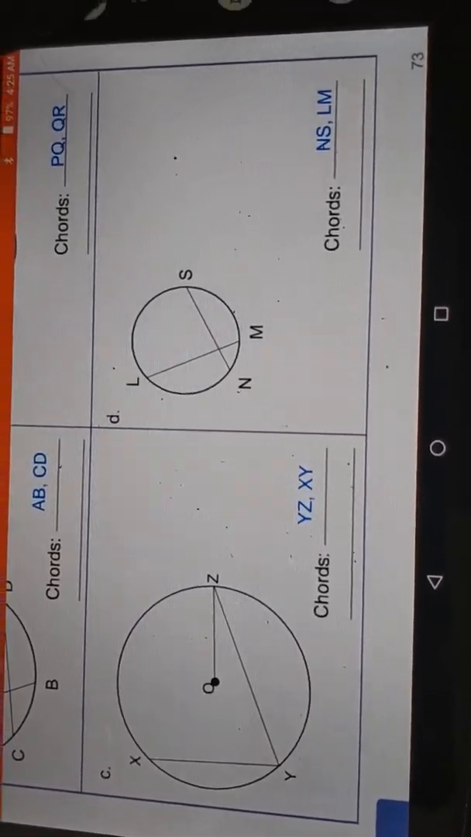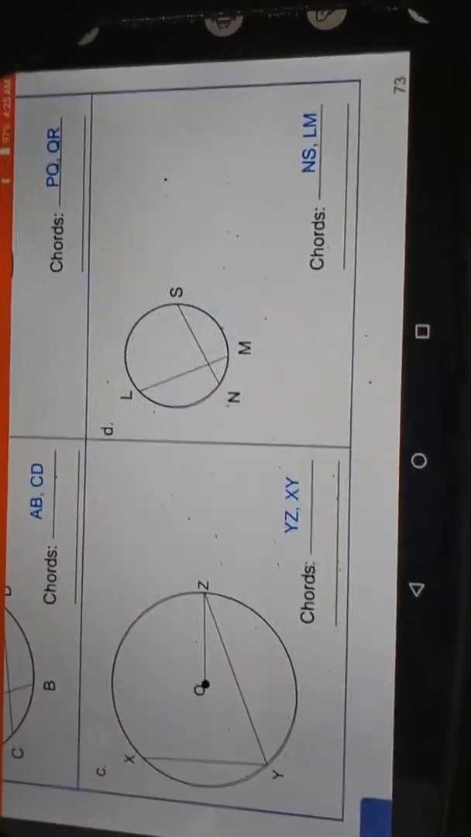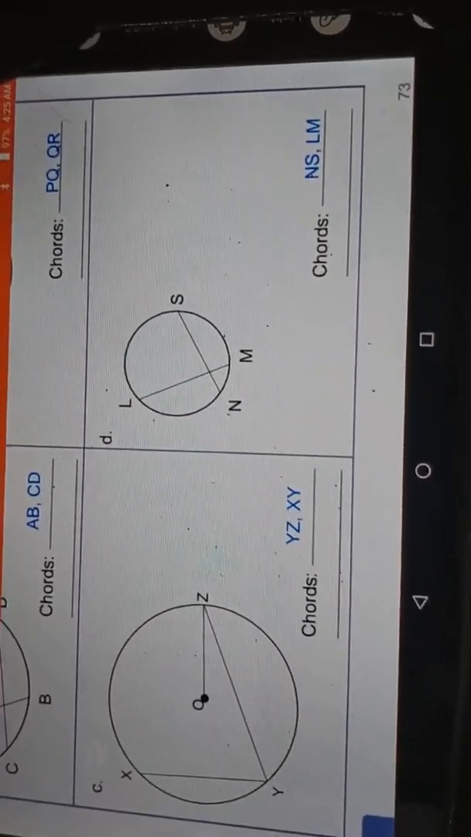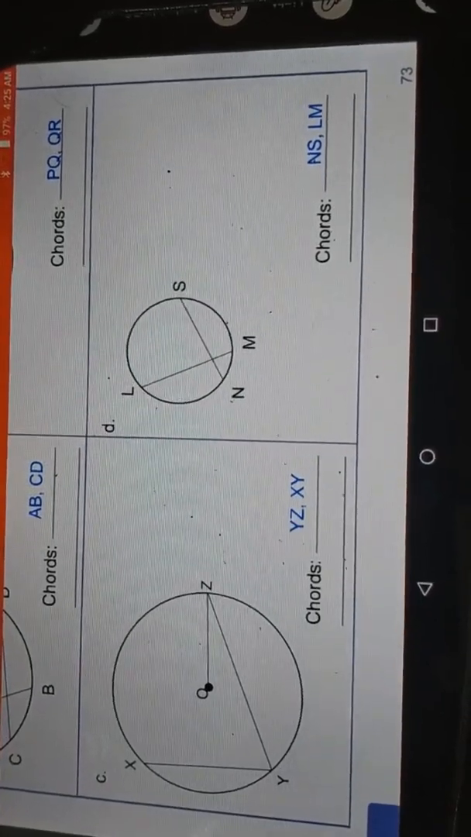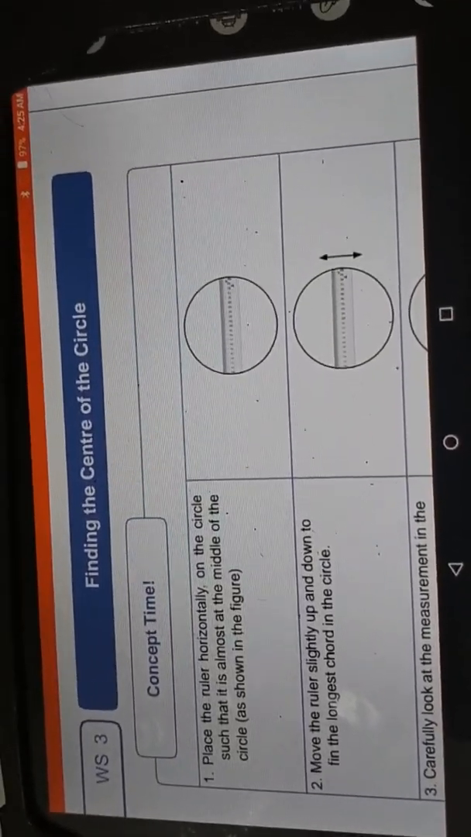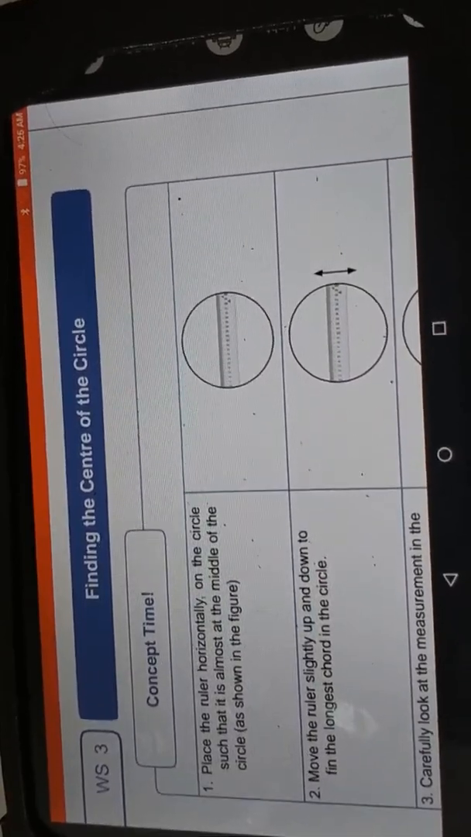Okay students, I hope your worksheet number 2 is completed. Now students, we have to start worksheet number 3. So let's start that worksheet, students. Now students, worksheet number 3 is finding the center of the circle. How to find the center of the circle, students?